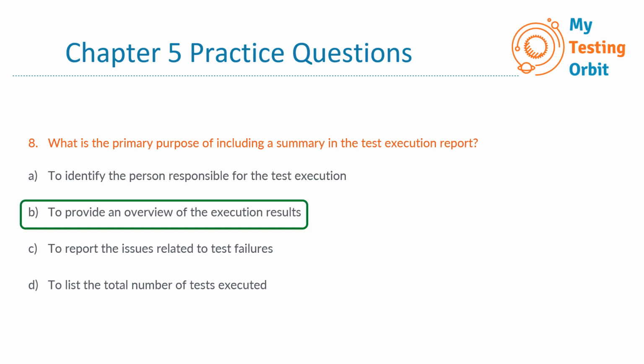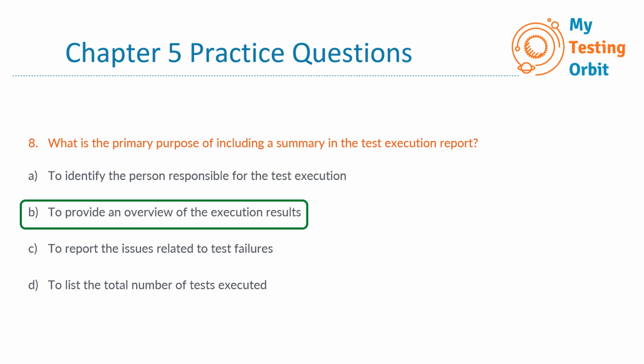And the correct answer is B, to provide an overview of the execution results. The primary purpose of including a summary in the test execution report is to offer a high-level overview of the results of the test execution.